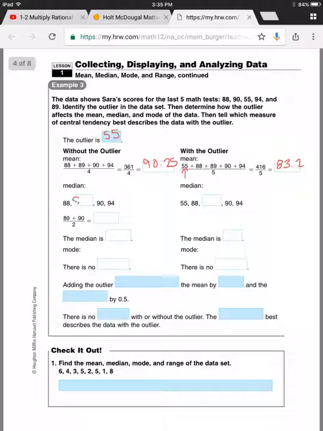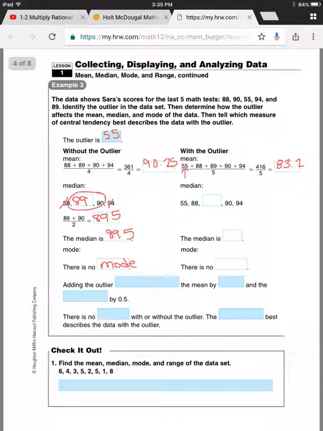The median, now we need to put the 89 in there, okay? We have a high and a low, and then we have 2 middle numbers. So we're going to add those together and divide by 2, and we get 89.5. So the median is 89.5. Now, for the mode, there is no mode because every number only appears once. There's not a number that appears more than any other.